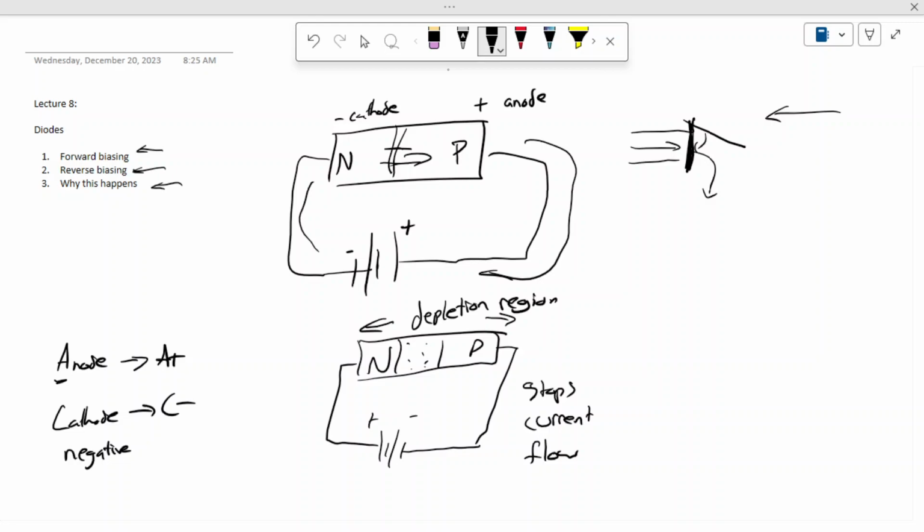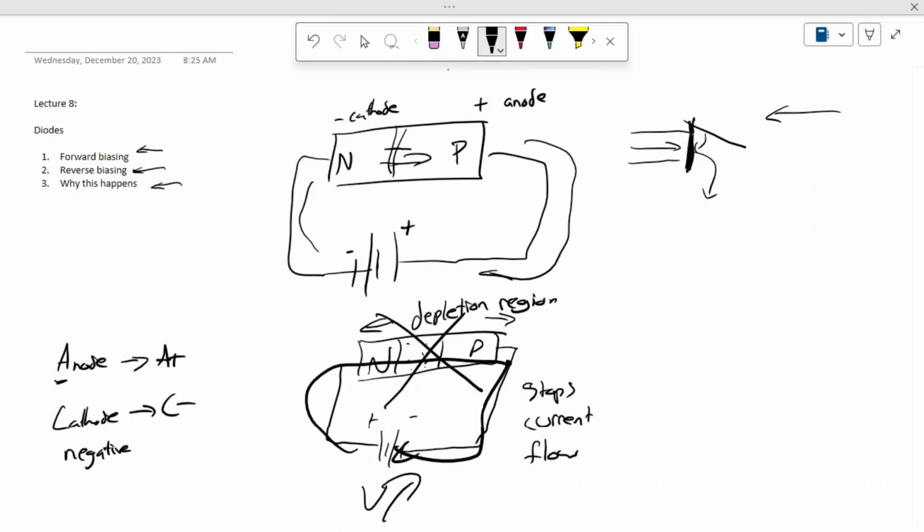So in the forward biasing, where positive connects to P and negative connects to N, it causes current to flow as the voltage is applied. But in reverse biasing, when you flip the poles, nothing will happen until, if the voltage gets extreme enough, it can overpower this, and that will basically burn up the diode and it will no longer be functional. So it is possible to overcome that depletion zone. It just takes a lot of voltage and it basically breaks your diode.